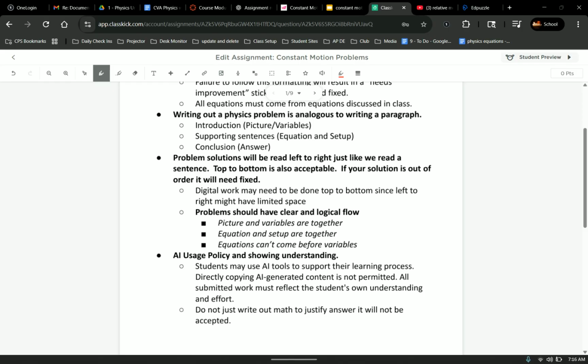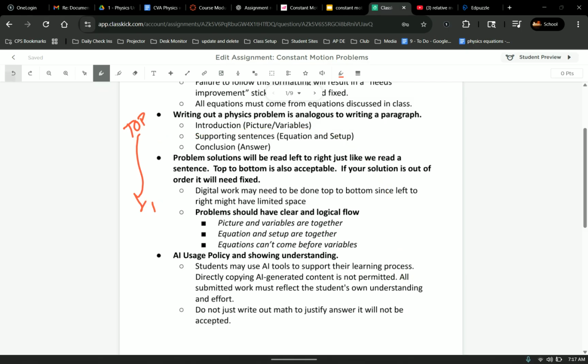Now, I will tell you, you can work down the page. That's top to bottom. There's also the possibility that you could start across the page and then come down. Just so there's some logical flow to it.